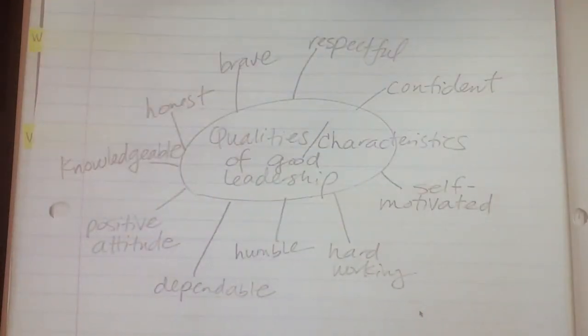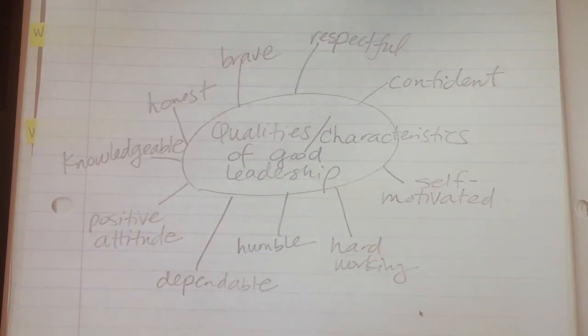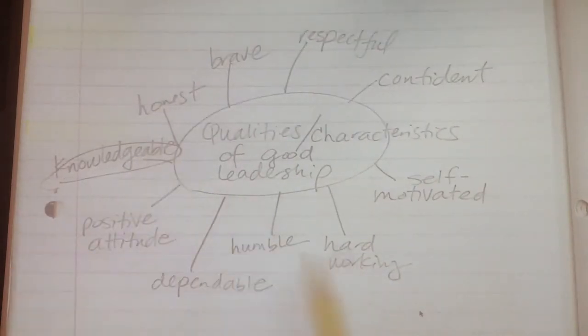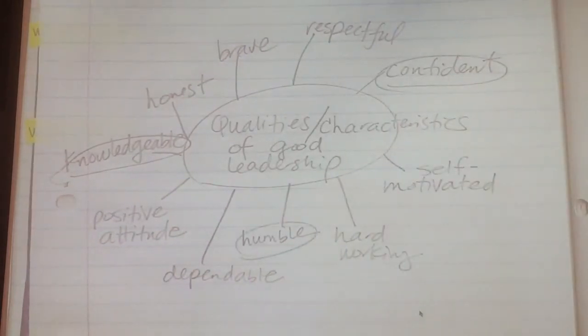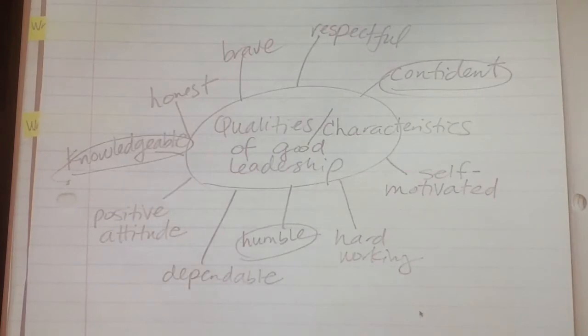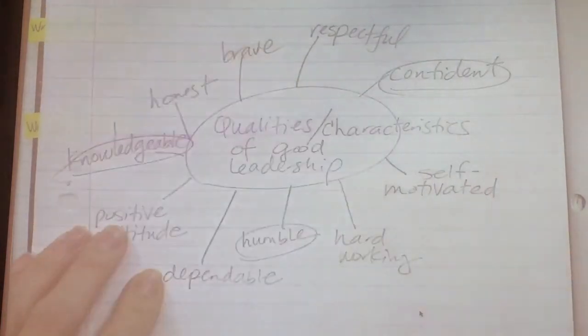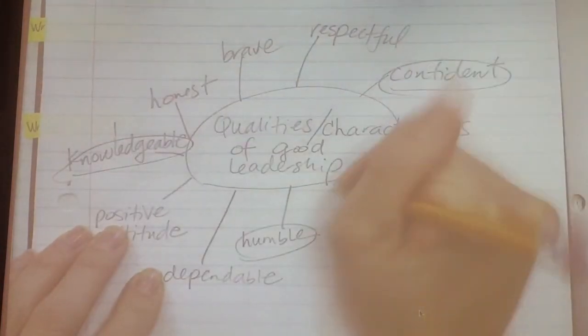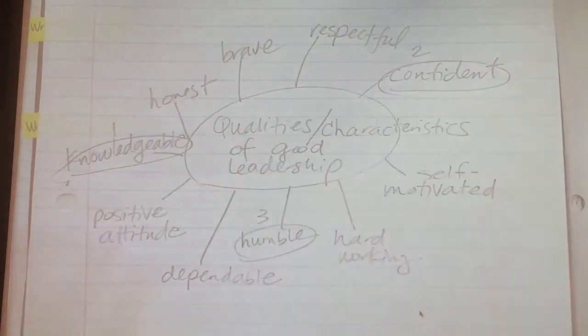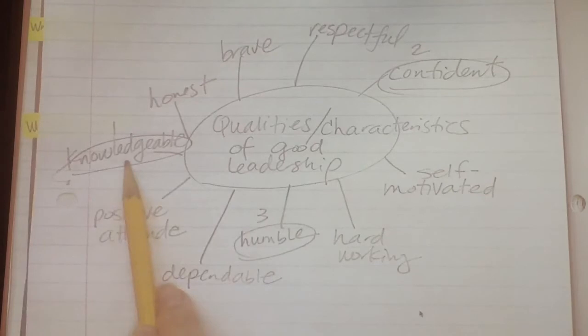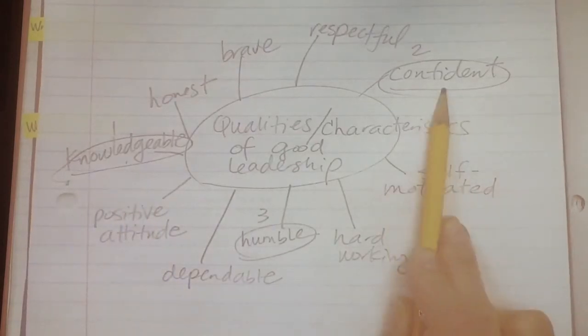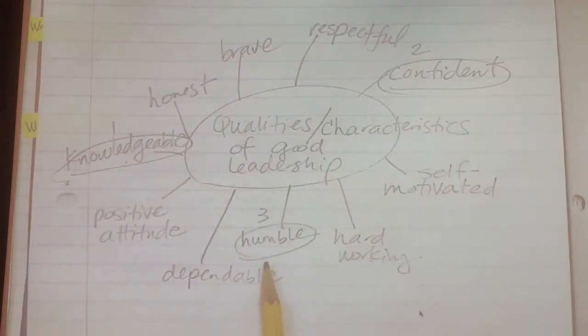So I'm going to choose my top 3 that I would best like to write about. So I'm going to use knowledgeable, I'm going to use confident, and humble. And in the order in which I want to write about them, maybe knowledgeable first, confident second, and humble third. So now I've narrowed my criteria down. This will become my first body paragraph, my second body paragraph, and my third body paragraph if I were to turn this into an essay.